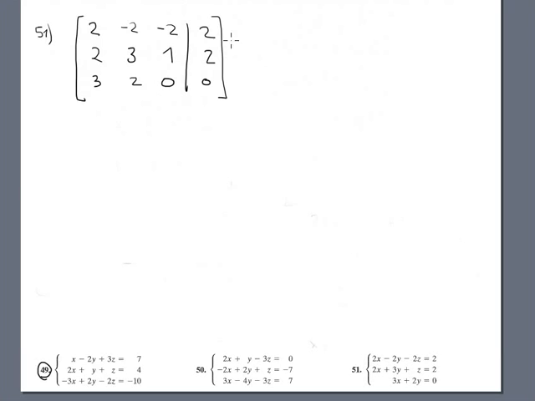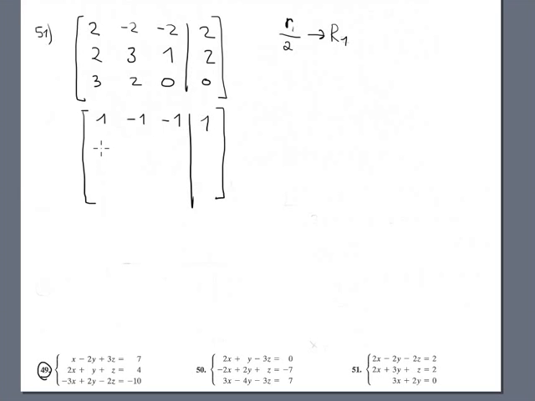Okay. In this case, I need a pivot here. You divide, for example, row 1 divided by 2. So we have in row 1, when you divide the entire row 1 by 2, we have then 1, negative 1, negative 1, 1, the rest stay the same.